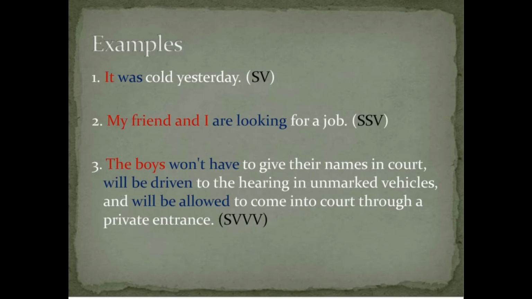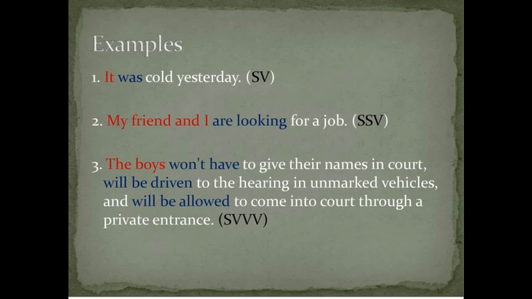It was cold yesterday. The subject, it, verb, was. We have one subject and one verb. It's a simple sentence, one independent clause. My friend and I are looking for a job. We have my friend and I, two subjects, and one verb, are looking. Even though we have two subjects, these two subjects only share one verb. It's only one unit of subject and verb. It's only one independent clause.